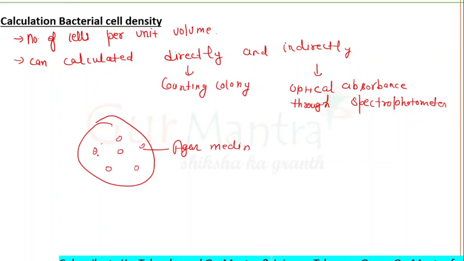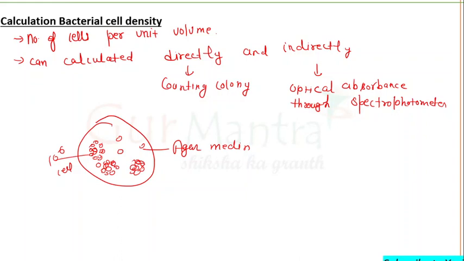You are providing the medium. These bacteria will divide, and when their number increases to 10 raised to power 6 cells, they will become visible. These are the bacteria, and you can see the colonies on the plate now, or on the petri dish.